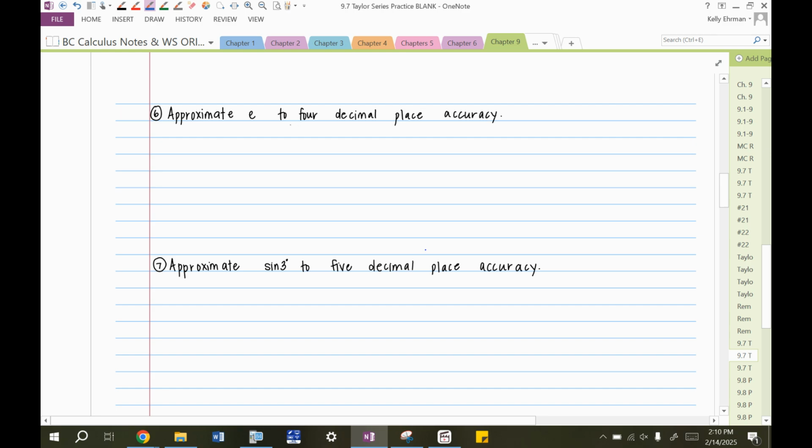Approximate e to 4 decimal place accuracy. So this is e to the first, which means they're asking us to approximate f of 1 if f of x is e to the x. And the good thing about that is we have a Maclaurin series for e to the x. So we do know that e to the x is 1 plus x plus x squared over 2 factorial plus x cubed over 3 factorial, etc.